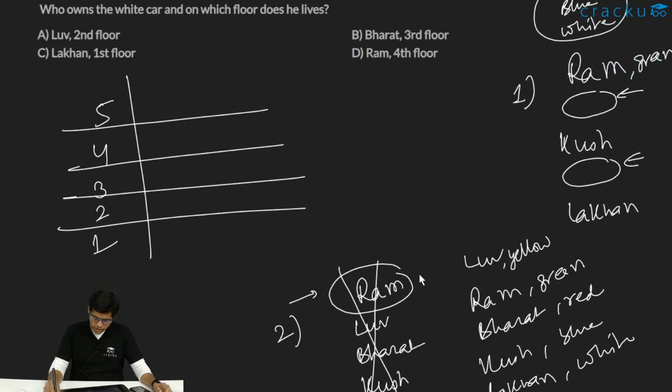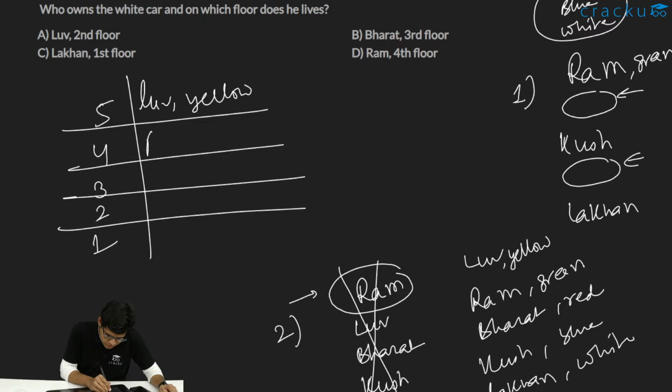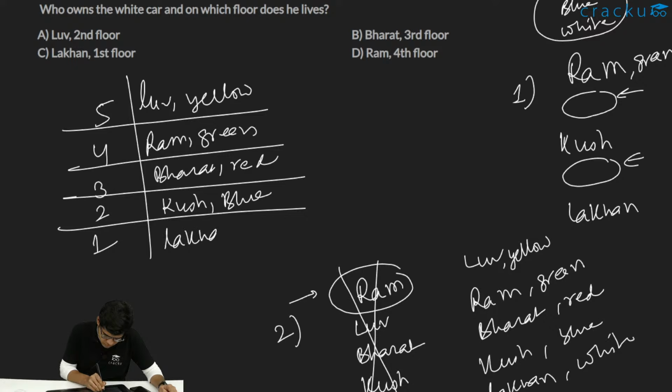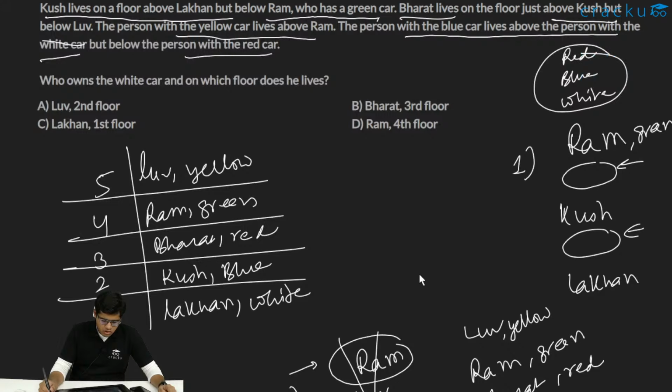So the correct order, if I write in my table, is Love, yellow, Ram, green, Bharat, red, Kush, blue, Lakhan, white. So who owns the white car and on which floor does he live? The white car is owned by Lakhan and he lives on floor number 1. So the correct answer is option C, Lakhan, first floor.